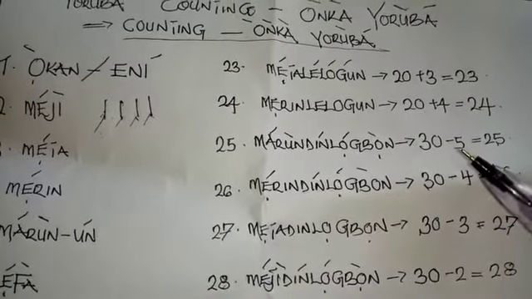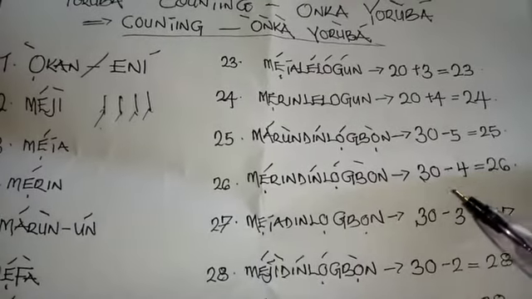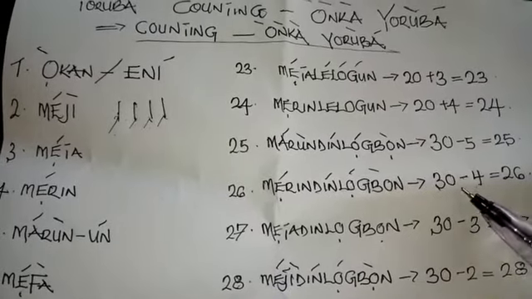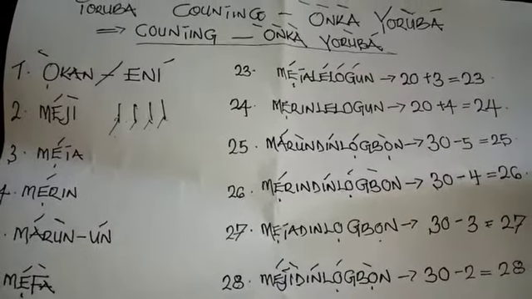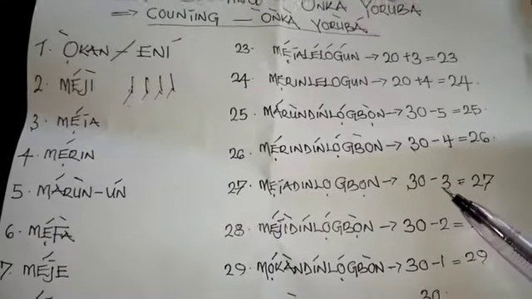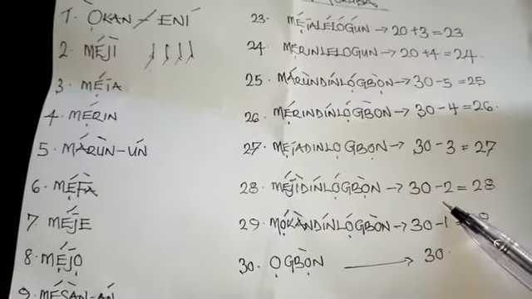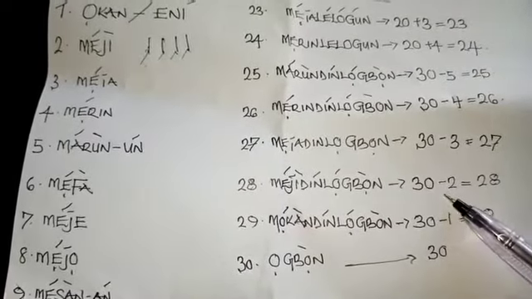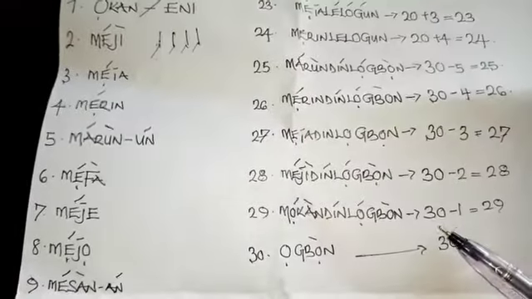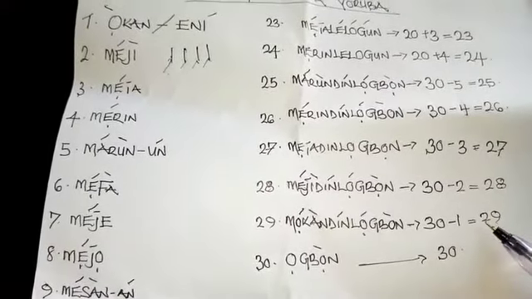Márùndínlọ́gbọ̀n, that is 5 is being subtracted from 30, so it gives us 25. Mẹ́rìndínlọ́gbọ̀n, that means 4 is being subtracted from 30, it gives us 26. Mẹ́tàdínlọ́gbọ̀n, that is 3 is being subtracted from 30, and it gives us 27. Méjìdínlọ́gbọ̀n, 2 is being subtracted from 30, and it gives us 28. Ọ̀kàndínlọ́gbọ̀n, 1 is being subtracted from 30 and it gives us 29.